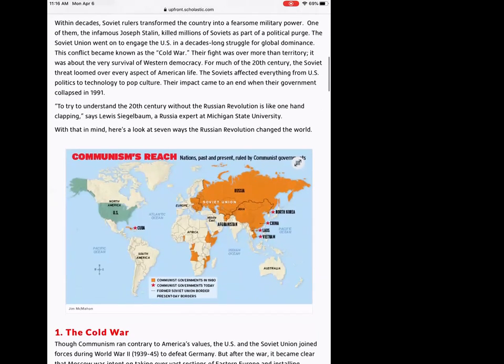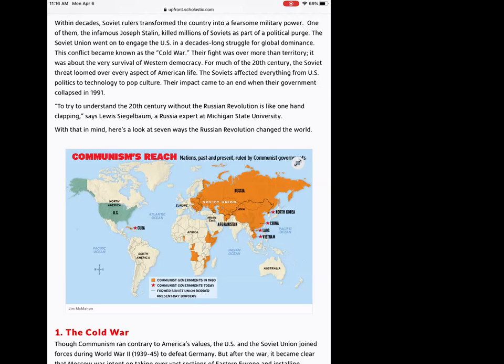Within decades, Soviet rulers transformed the country into a fearsome military power. One of them, the infamous Joseph Stalin, killed millions of Soviets as part of a political purge. The Soviet Union went on to engage the US in a decades-long struggle for global dominance. This conflict became known as the Cold War. Their fight was over more than territory. It was about the very survival of Western democracy.